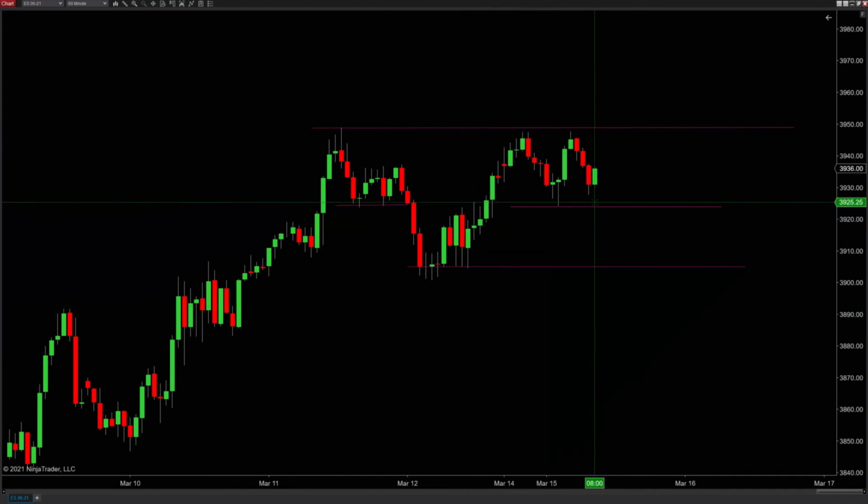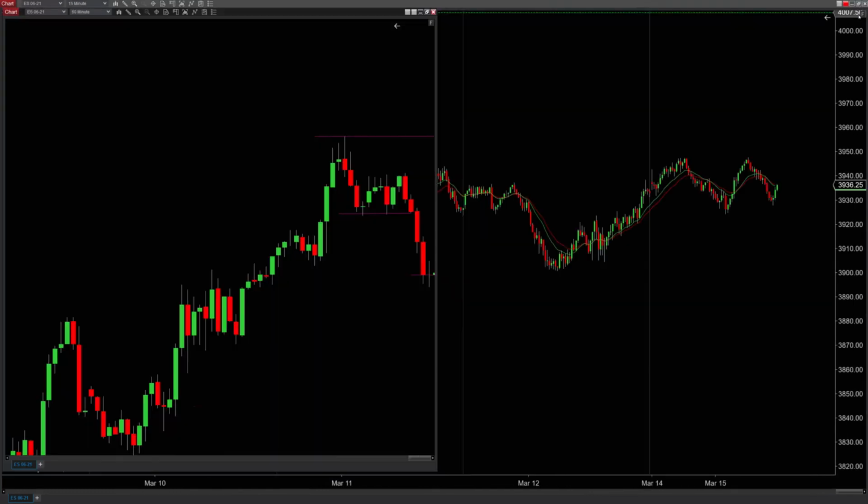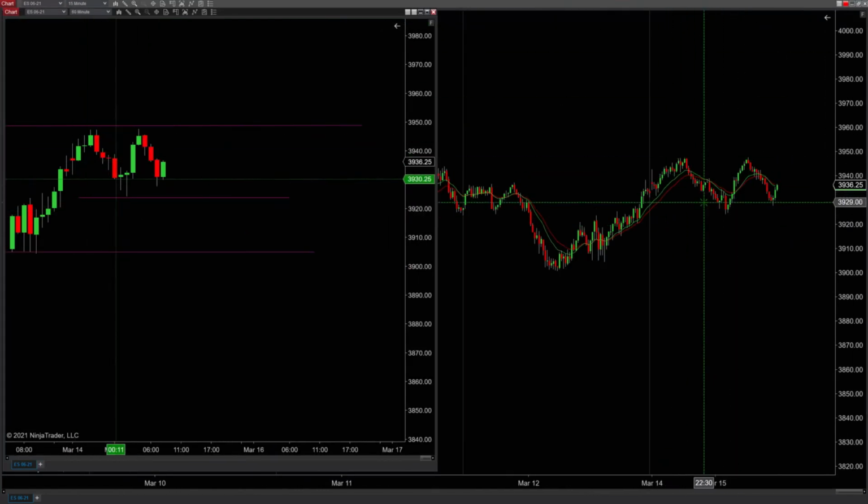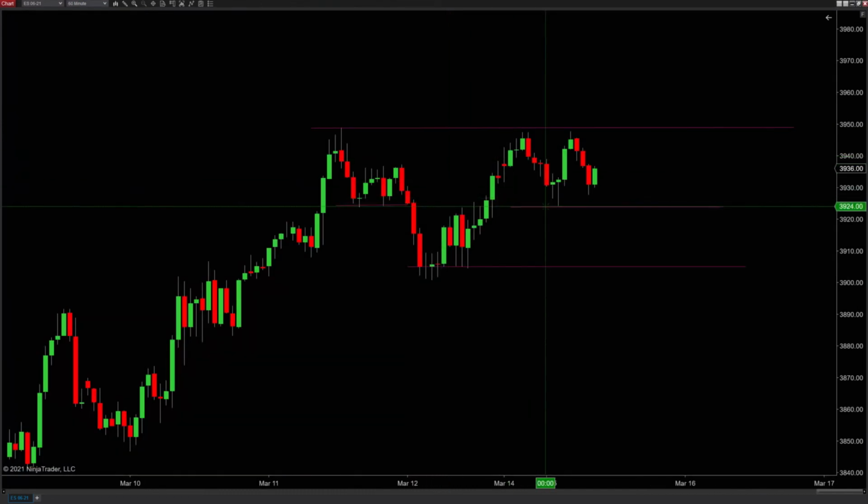If price gets down to this area and on the smaller chart I see strong buying coming in, I'll know why, and I'll probably take a trade because I'm going to get a fade. I'm going to get a bounce off of support. And the same thing for resistance areas.